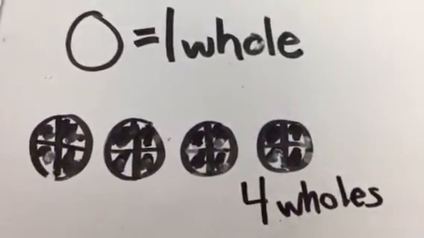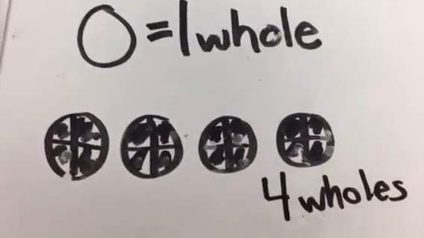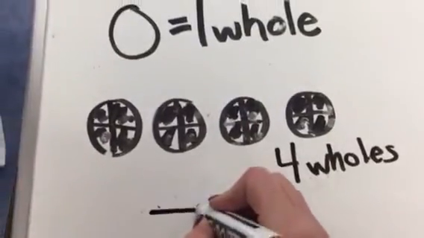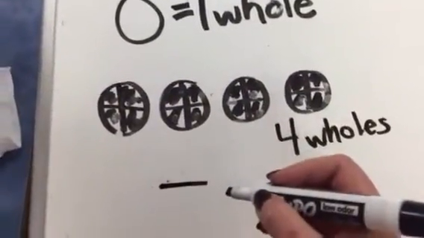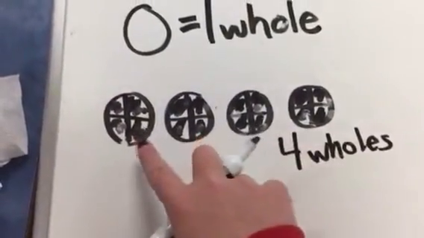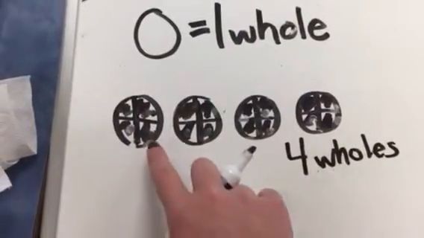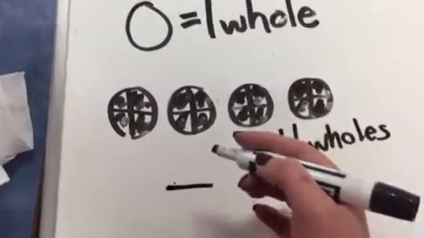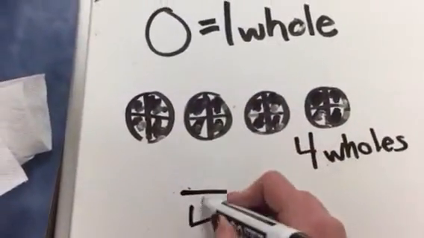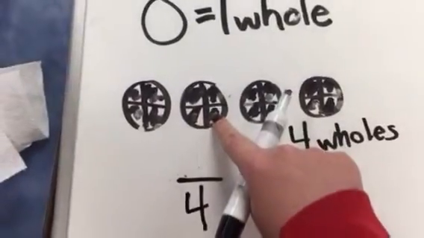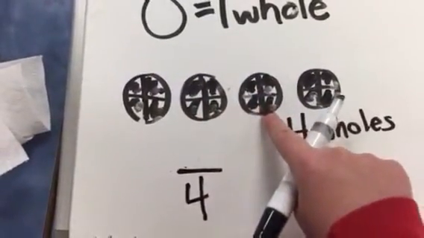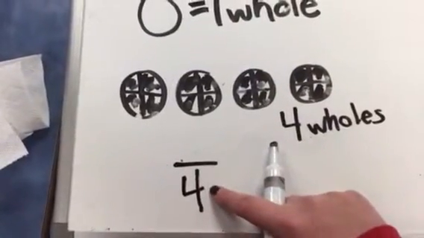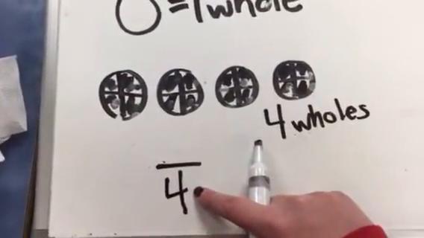Okay, let's say I wanted to write this as an improper fraction. Well, my denominator, my bottom number, is always the number of pieces in 1 whole. Okay, so here's 1 whole. How many pieces do I have? 1, 2, 3, 4. I have 4 pieces in 1 whole. So my denominator is 4, because I have 4 pieces in each whole.